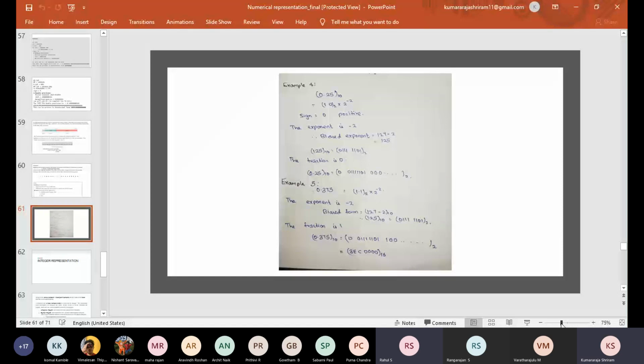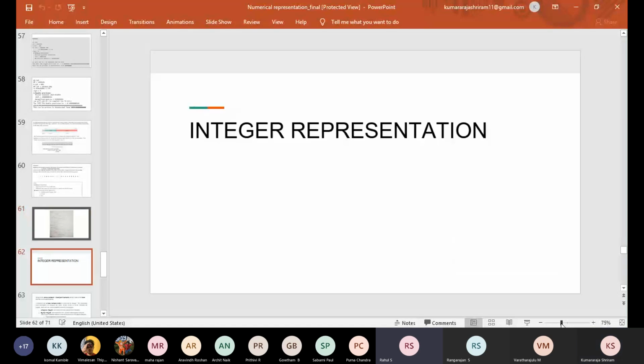Like next, the integer representation will be represented by Ashwath Ram. Thank you. Ram, I'll just take 3 more minutes because this topic is just a culmination of all the other topics said above. So next slide, Kumar Raja.